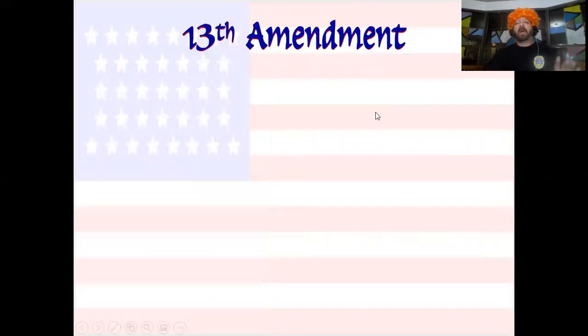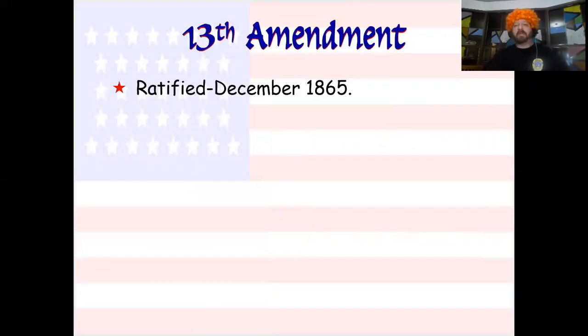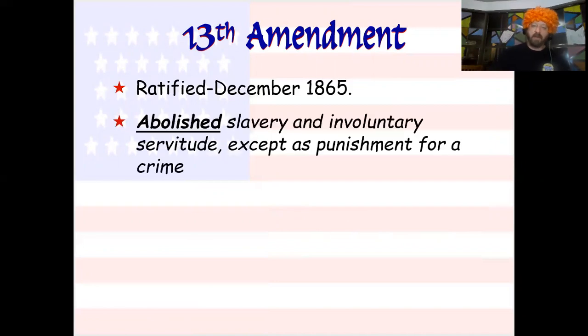Now, also in December of 1865, you had the 13th Amendment. Okay, now the 13th Amendment is what actually officially abolishes slavery and involuntary servitude, except as a form of punishment for a crime. That's important. Just want you to know that. So involuntary servitude can actually be a form of punishment even after the 13th Amendment.